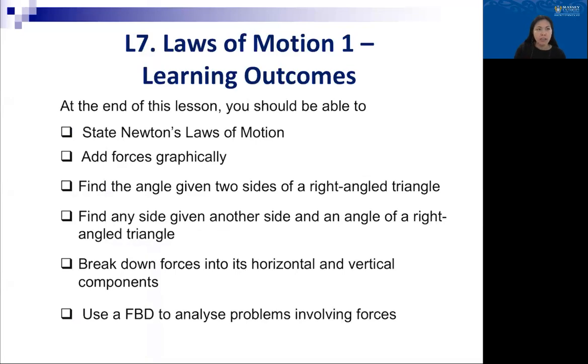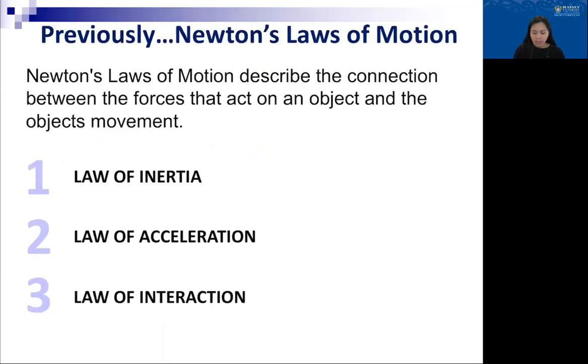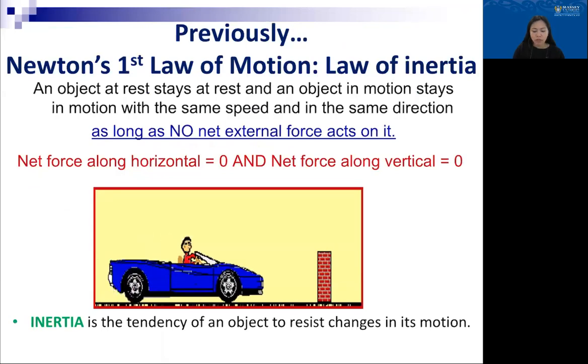We learned about forces, how to draw the forces that are acting on the object, and then we started to look at Newton's laws of motion. So in this lecture, we'll continue looking at Newton's laws of motion and force. How do we get the net force acting on the object? Last time we said there are 3 Newton's laws of motion, and they describe the connection between the forces that act on an object and the object's movement.